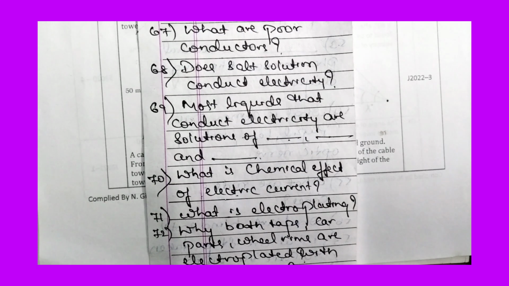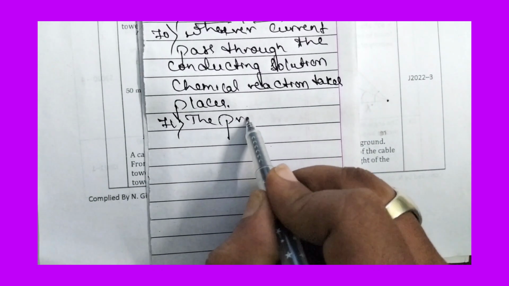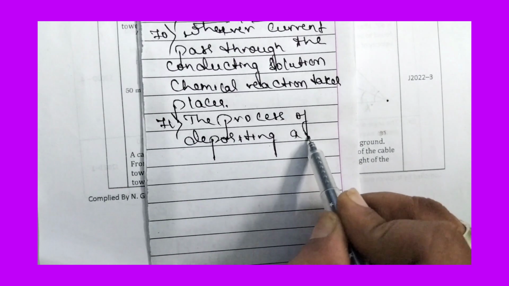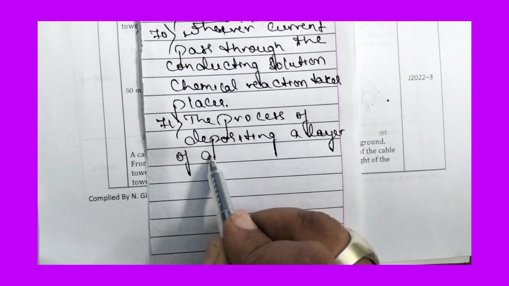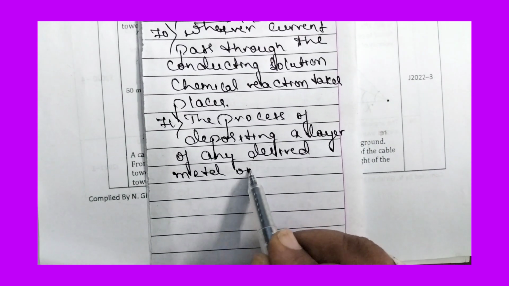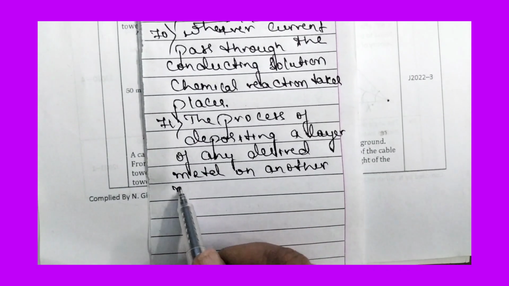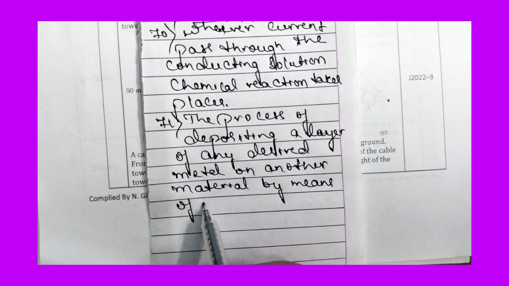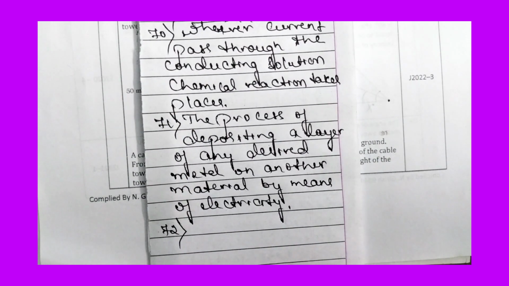Now let us move to the 71st question. The 71st question is, what is electroplating? So now let us answer, what is electroplating? Electroplating is defined as the process of depositing a layer of any desired metal on another material by means of electricity. This is called electroplating.